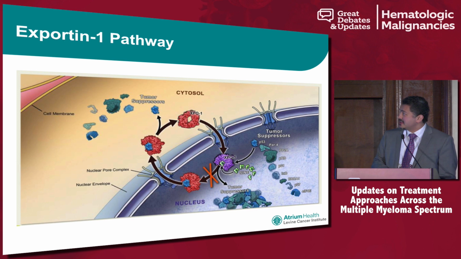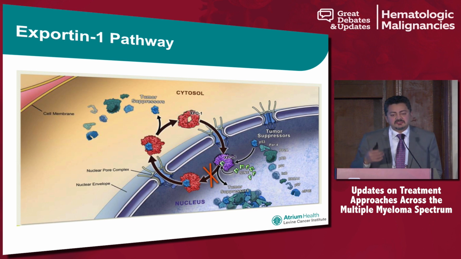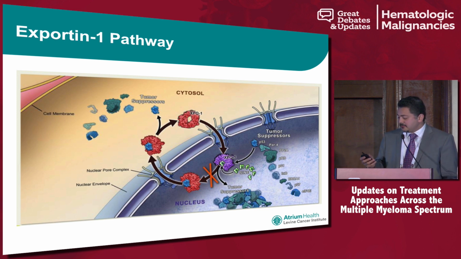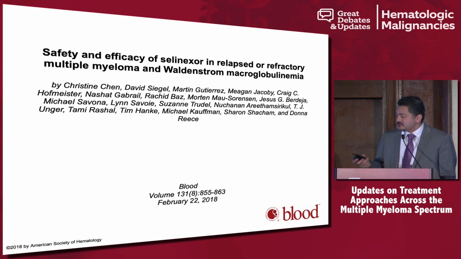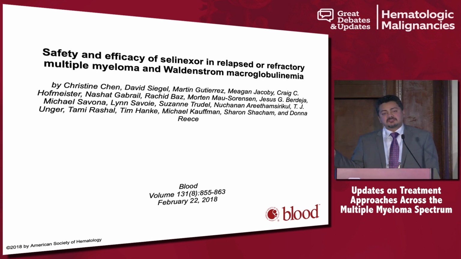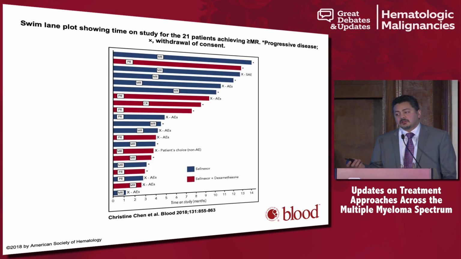The next pathway is the exportin-1 pathway. Exportin-1 is a protein on the nuclear surface. It's a nuclear export pore complex protein, and it helps facilitate the movement of different proteins, such as the tumor suppressor protein P53 and others in and out of the nucleus. So the hypothesis here was, if you block exportin-1, you're essentially trying to reverse or enrich those tumor suppressor genes inside the nucleus, and thus killing the cancer cell.